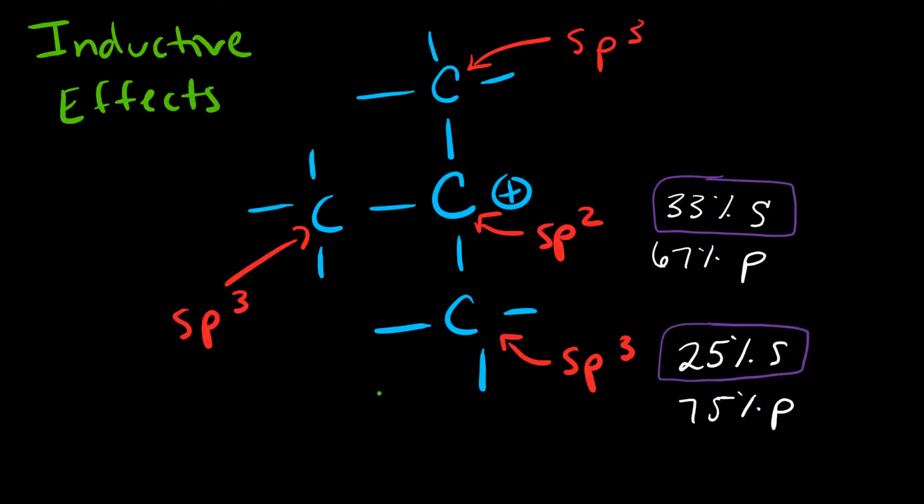The higher the percent s character, if you recall, we discussed this somewhat when we were talking about acidity, the more electronegative the carbon. And so an sp2 carbon is slightly more electronegative than an sp3 carbon, and so you're going to get electron donation coming in from these sp3 hybridized carbons.